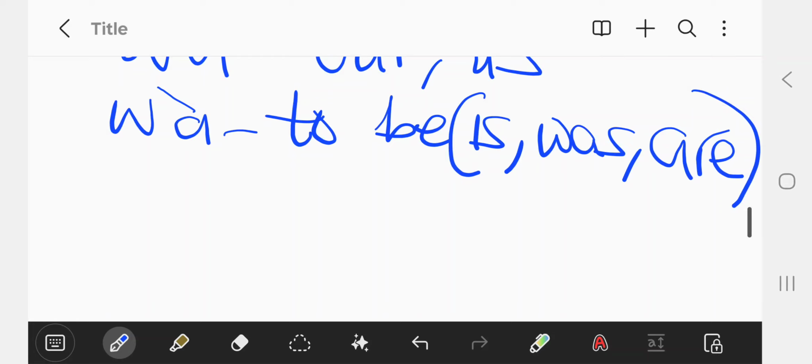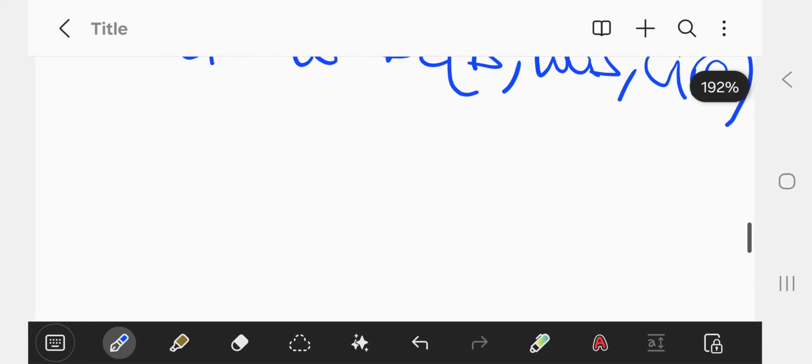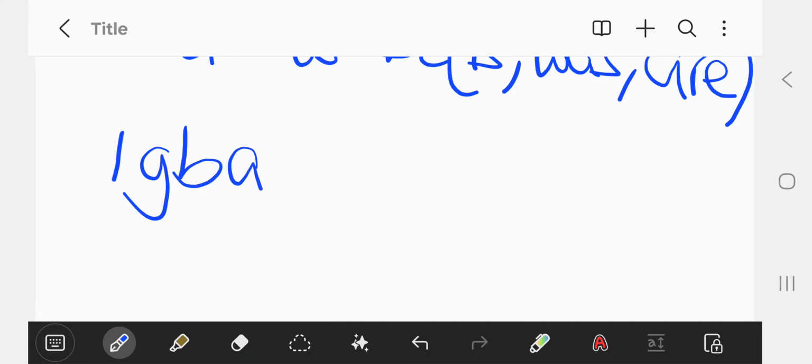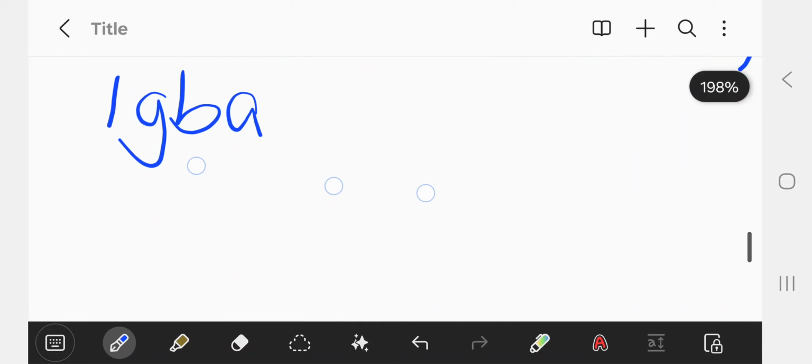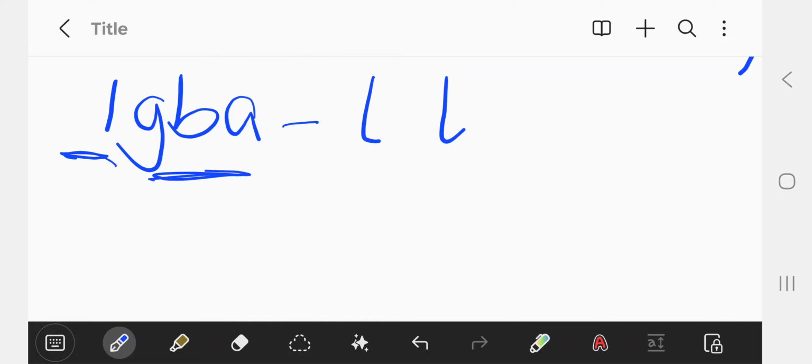So, let me give you some exercises. Okay, let's say this word IGBA. IGBA. Now, if we should go for low, low, how will it sound? Try it. Low, low. How will it sound? So okay, I'll come back to that in a moment.